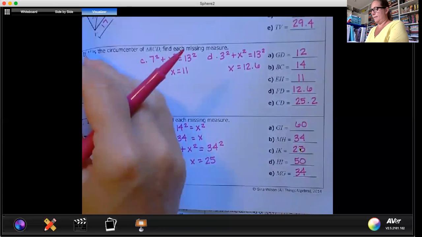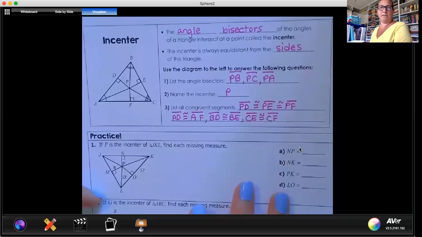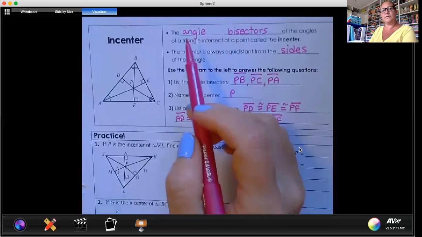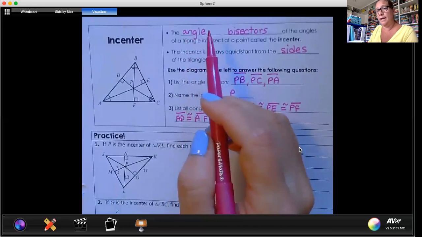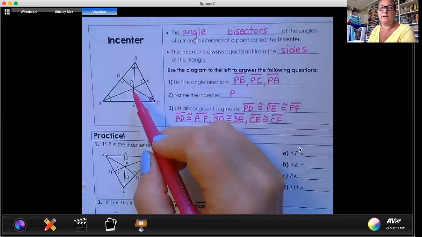And now we're going to talk about the incenter. The incenter of a triangle deals with angle bisectors. Angle bisectors cut an angle in half. So the angle bisectors of the angles of a triangle intersect at a point called the incenter. The incenter is always equidistant from the sides of the triangle.